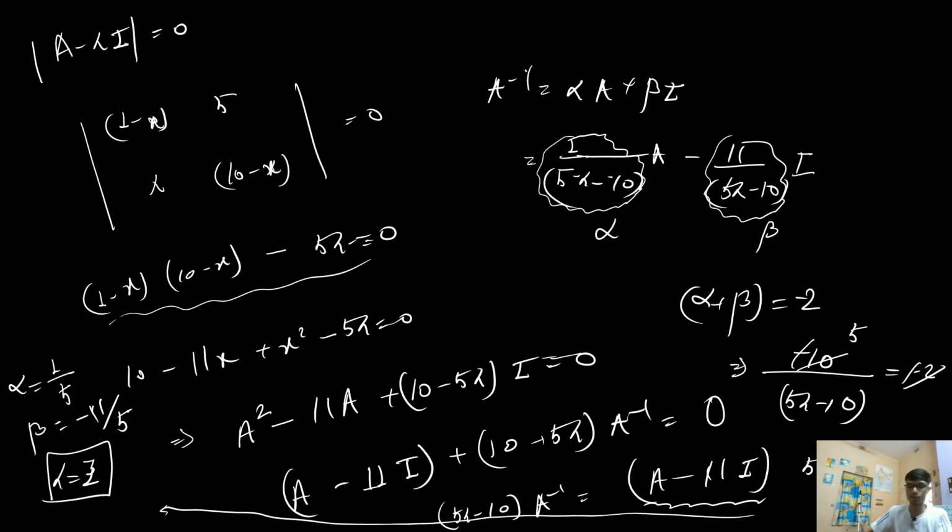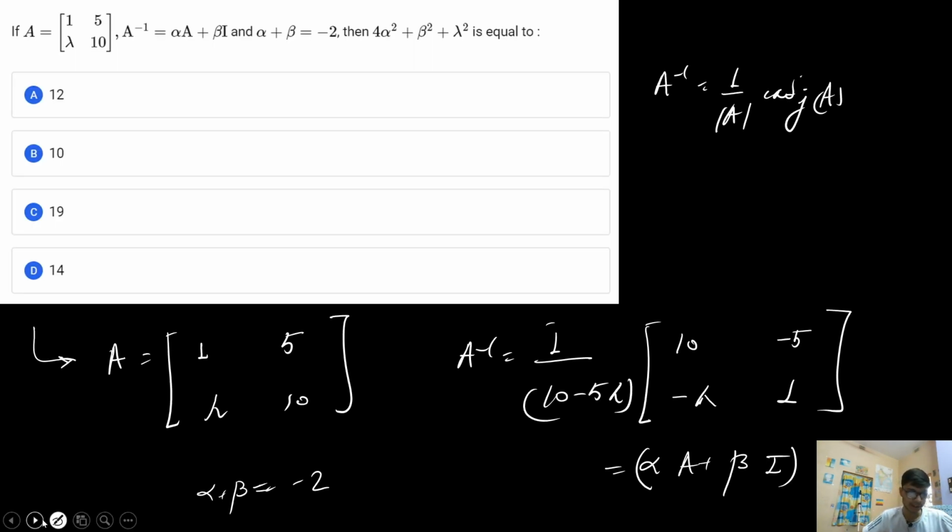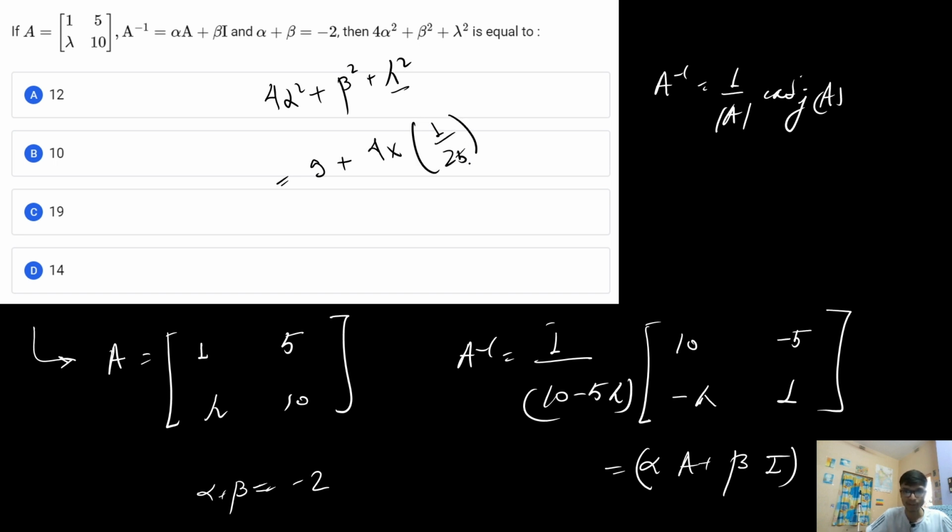Okay, so from here if I compute whatever is given in the question, that is 4 alpha square plus beta square plus lambda square, the value of lambda is 3, so that is 9, 3 square is 9. 4 alpha square is basically 4 into alpha, the value 1/5, that is 1/25, plus 11 square, that is 121 by 5 square, and this will be coming out as 9 plus 125 by 25. If I solve, this value will basically come out as 14. From here the answer to this question will be option number D.